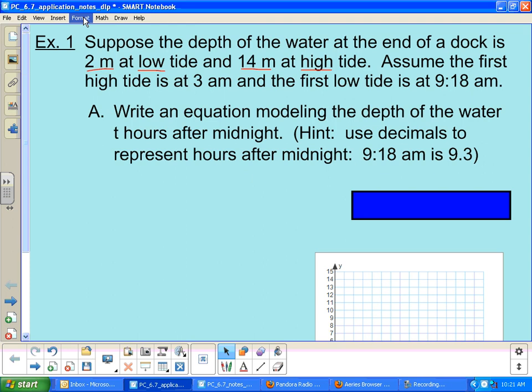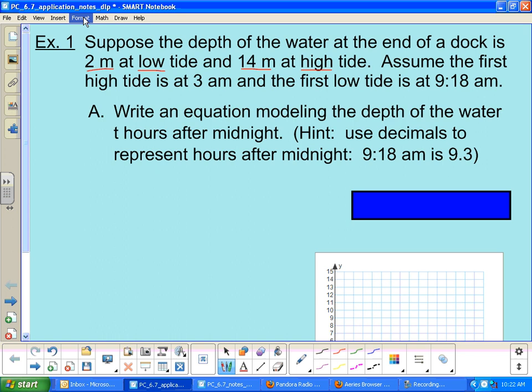This is still part of 6-7. So we've been kind of dragging this out, but it's worth dragging out because it's complicated stuff. And this is the application part of the sine and the cosine. So we're focusing solely on sine and cosine curves for this. All right, here's what I want you to do.